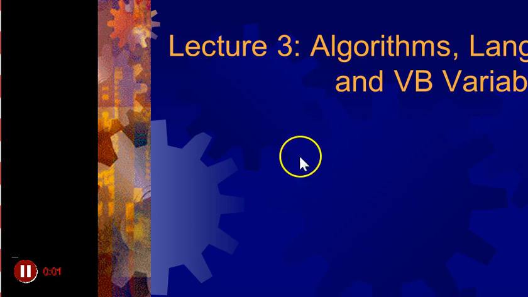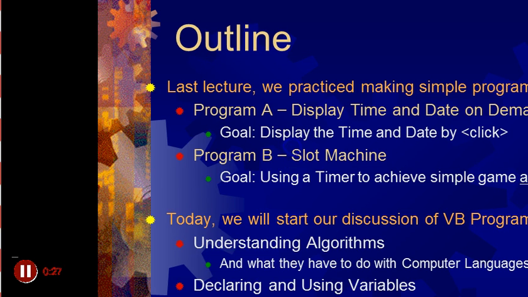Okay, this is lecture 3, algorithms, languages, and variables. So we did see variables in the last lecture. We saw x, y, and z were defined to hold what was in the labels or the slots in the slot machine. And we also saw one more variable. What was that? We saw the counter variable.